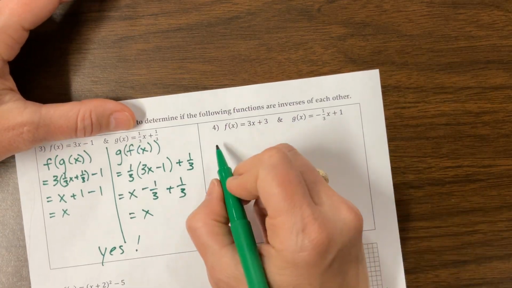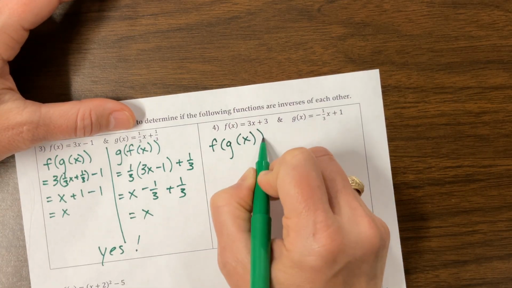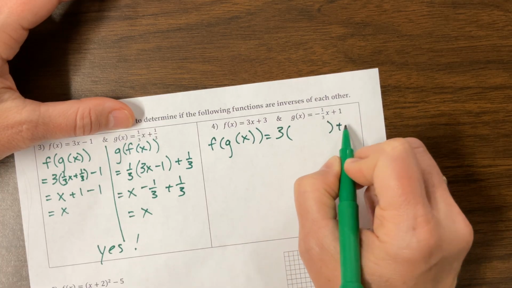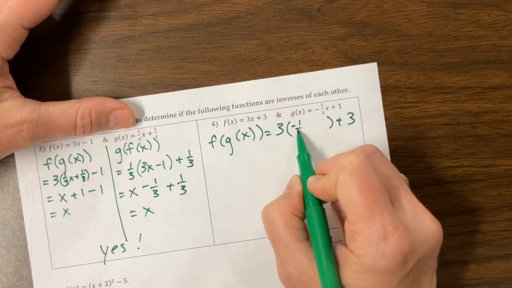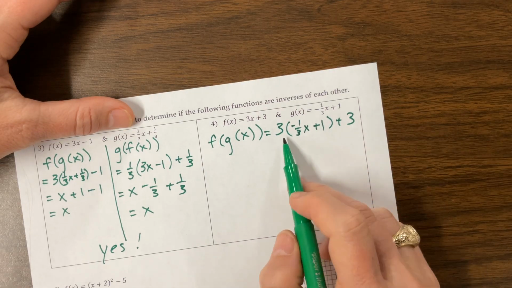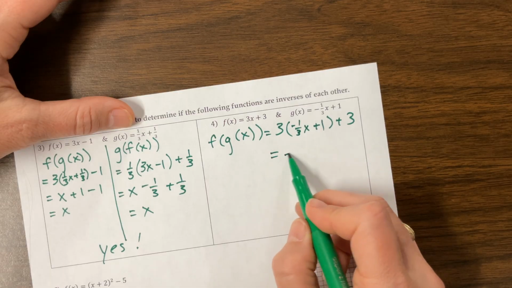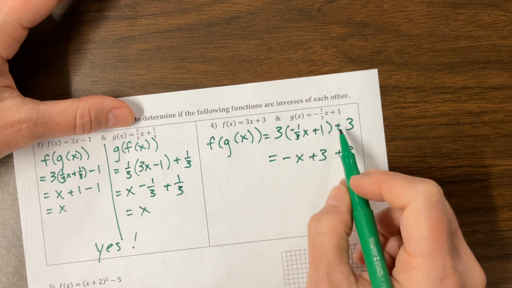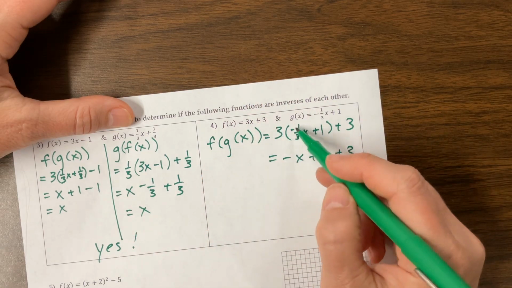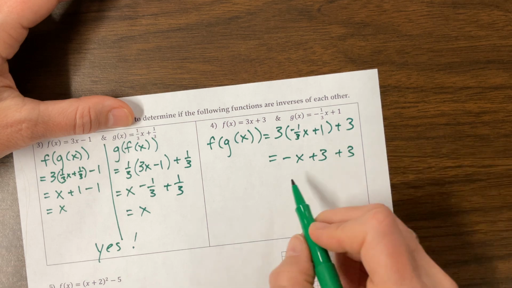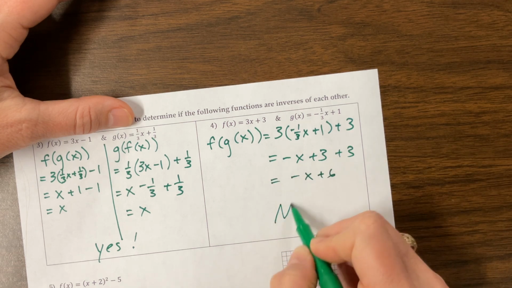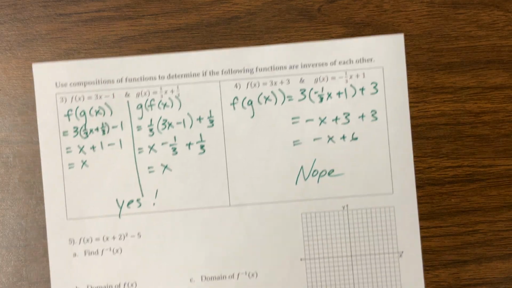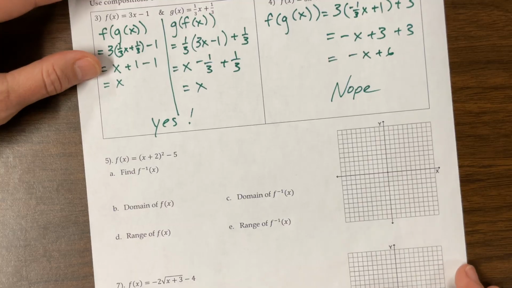Let's try this one. f of g of x would be equal to 3 times... anyway, I'm not saving space very nicely. What do I need to plug in here? Negative 1/3 x plus 1. When I distribute, I see a negative x and a positive 3, and then I'm not distributing anymore. Sorry for that notation. This 3 went to here and to here, and then I just wrote plus 3 down. This gives me a negative x plus 6. Nope, not inverses. And once I see that one of them doesn't work, there's no need to do the other side.